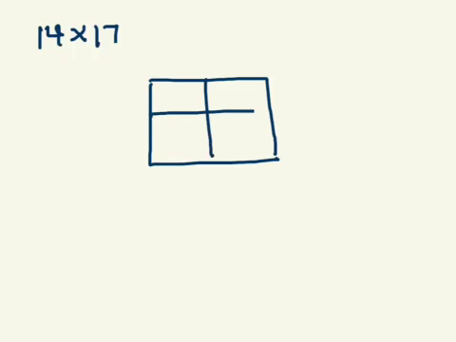This is a 2-digit number times a 2-digit number, so we're going to make a rectangle that is divided into 2 rows and 2 columns. We're going to take our first number, 14. That's 10 plus 4. There's a 1 in the tens place, which is 10, plus 4 in the ones place, right? We'll take our second number and break it up in the same way, 10 and 7. And then we're going to multiply to fill each part of the rectangle.